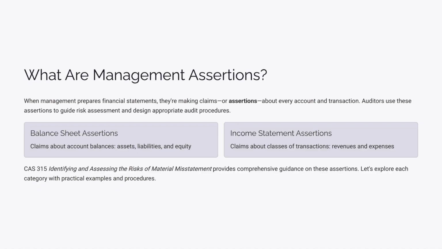Assertions are grouped into two main categories: assertions about account balances, the balance sheet, and assertions about classes of transactions, the income statement. CAS 315, Identifying and Assessing the Risks of Material Misstatement, provides a guide of these assertions. Let's break them down one by one. And to make this super practical, I'll show you the exact assertion, the risk if it's violated, and an example of a procedure that addresses that risk.